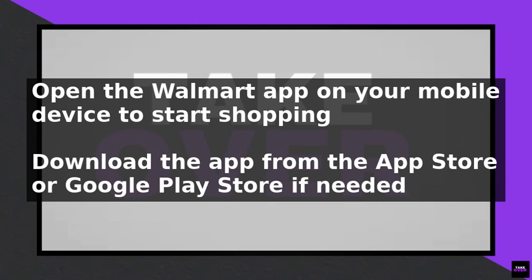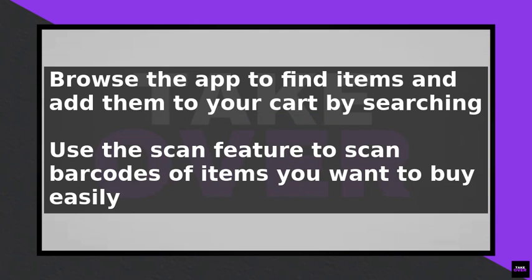Next, browse the app to find the items you want to purchase and add them to your cart. You can do this by searching for specific products, browsing through categories, or using the scan feature to scan barcodes of items you want to buy.